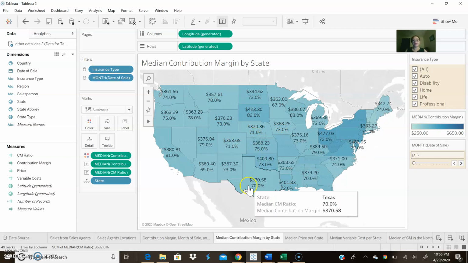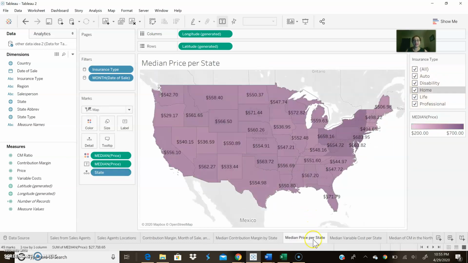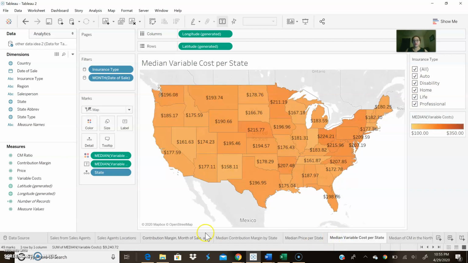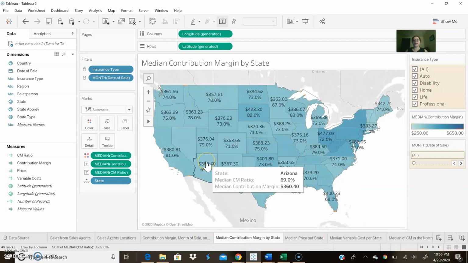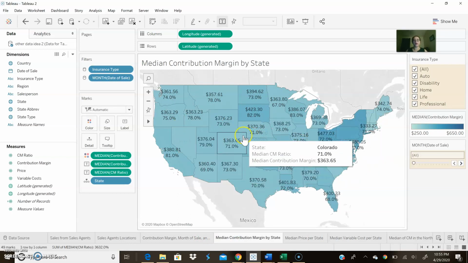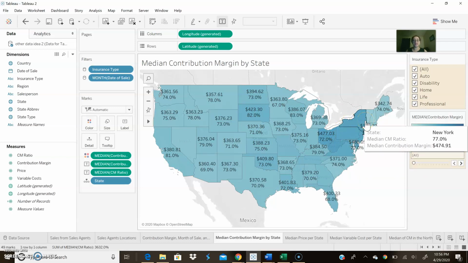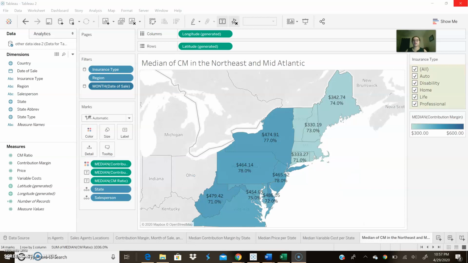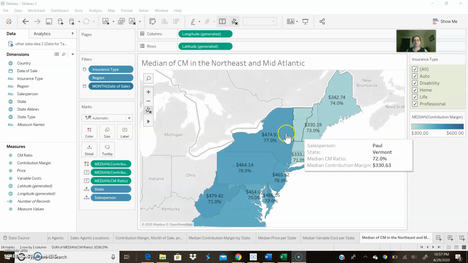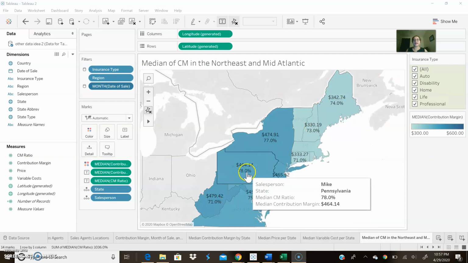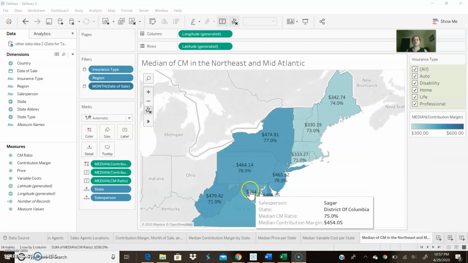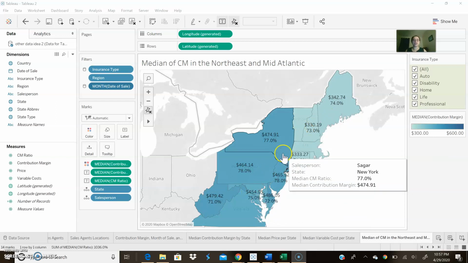I did the same graphic, but for median price and variable cost. Okay, so from what I am seeing, the states are pretty even throughout. However, there is a bit of a contrast between the Mid-Atlantic and the Northeast region of the US. So let's check that out. My next worksheet is a close-up of the median contribution margin in the Northeast region and the median contribution margin in the Mid-Atlantic. As you can see, there's a big contrast between the two regions in the overall contribution margin.